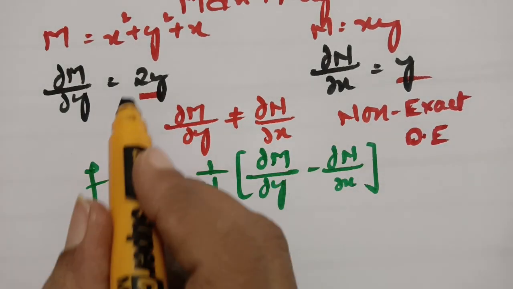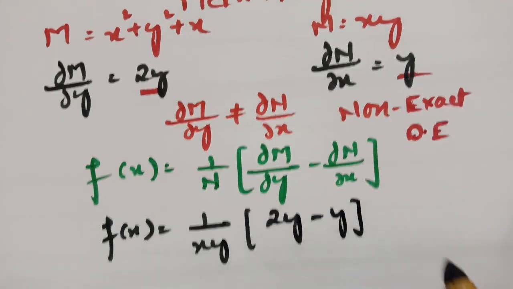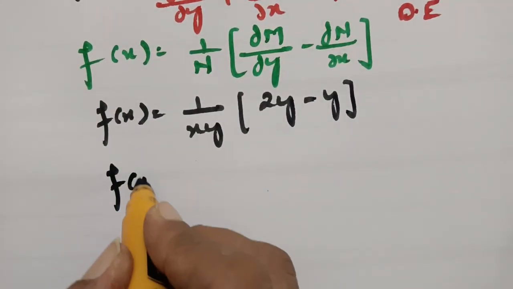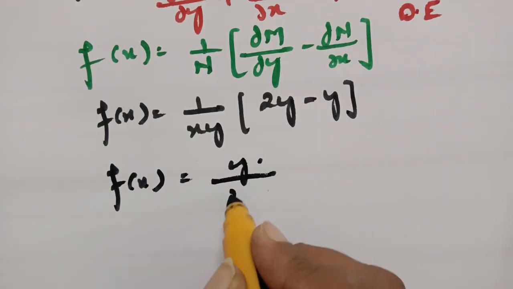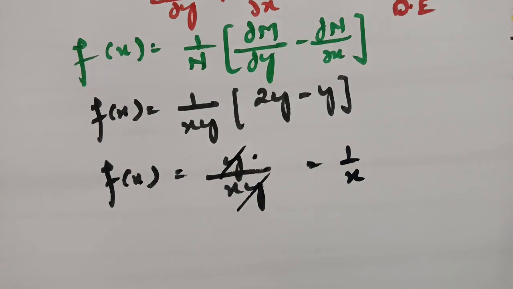What is ∂m/∂y? This value is 2y. What is ∂n/∂x? It is y. So here f(x) is nothing but (1/(x·y)) times (2y − y), which is y/(xy). If I cancel, the value here is 1/x.